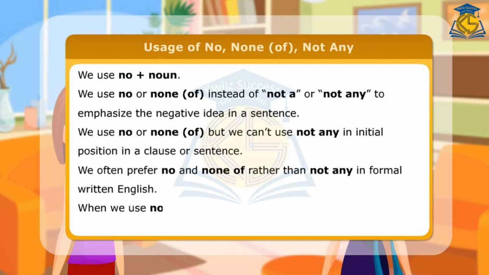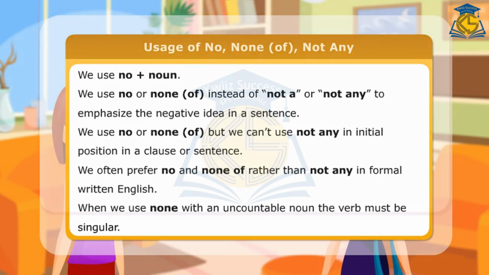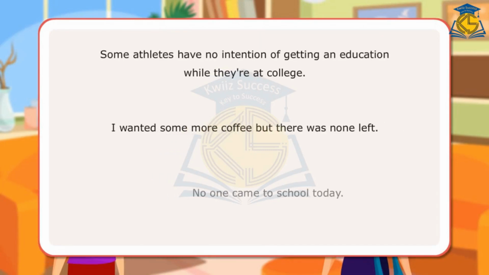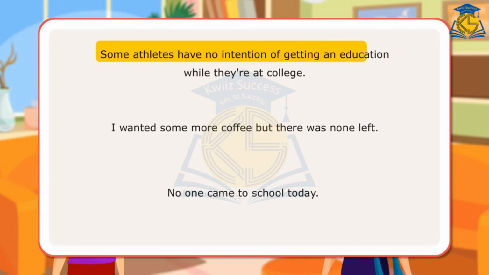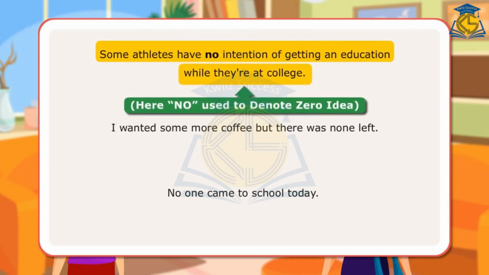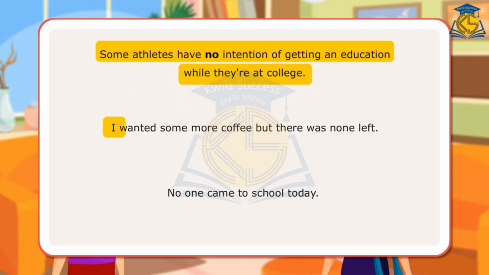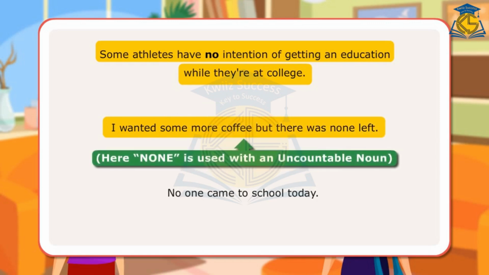When we use none with an uncountable noun, the verb must be singular. Let us look at a few example sentences. Some athletes have no intention of getting an education while they are at college. Here, no is used to denote zero intention. I wanted some more coffee, but there was none left. Here, none is used with an uncountable noun.